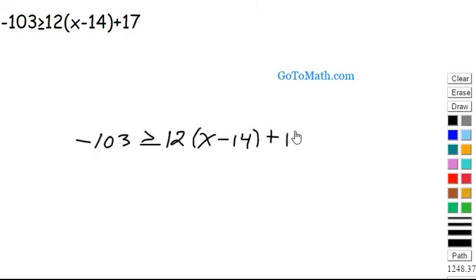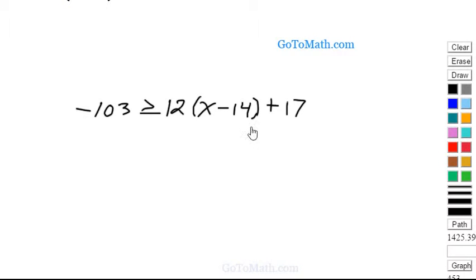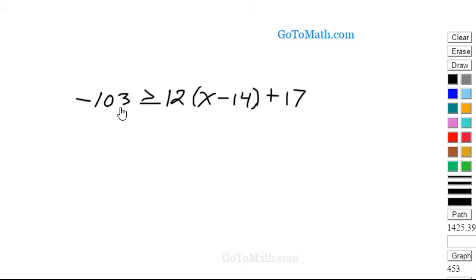So let me rewrite this out. So we got negative 103, I guess we'll use black, is greater than or equal to 12 times x minus 14, and plus 17. So I'm really excited about my marker board here. I had to try to refine it ever so often and got rid of the jiggles out of the writing using the quadratic curve, I think it was, JavaScript offers. Anyway, I'm sure you wanted to know that.